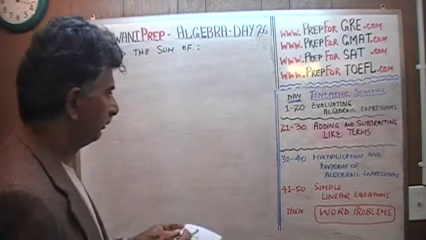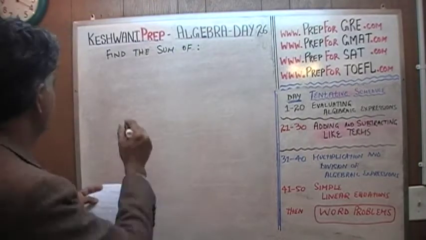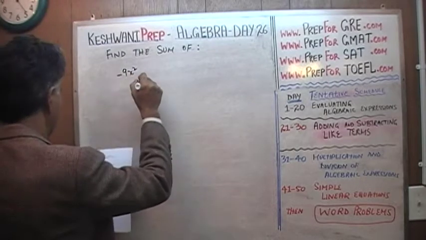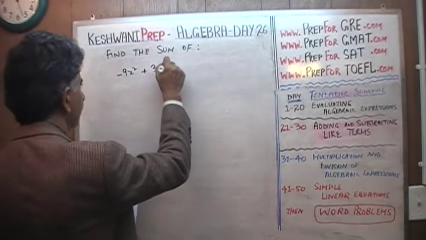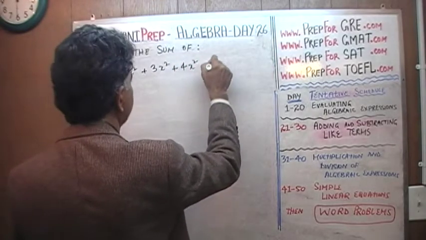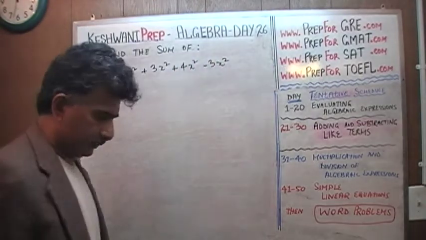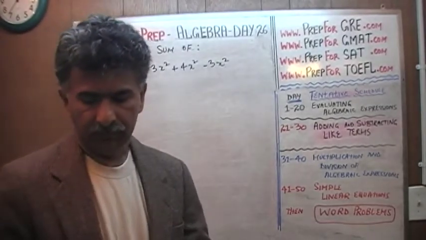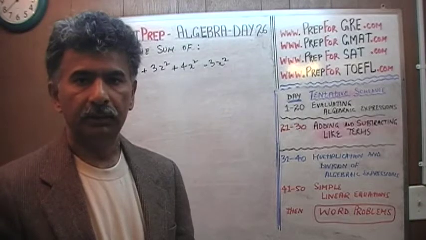Let's take a look at the problem here. Day number 26 is the day today. Negative 9x squared plus 3x squared plus 4x squared minus 3x squared. And our job is simply to combine the like terms.